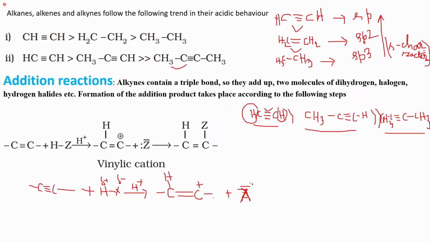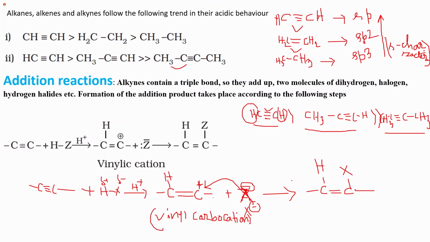So let's say X minus is there. Now you have a positive charge here, and this is a nucleophile, X minus nucleophile. H plus is already added to the carbon, and one positive charge will generate here. Now this X minus will go and add to this positive carbon. Now this is called a vinyl cation, because the carbon is positively charged, so that's a vinyl carbocation.